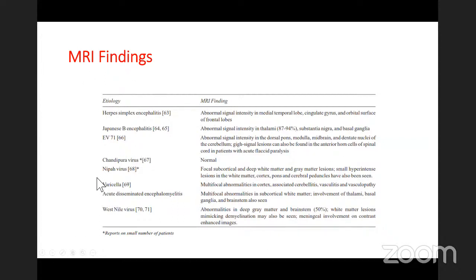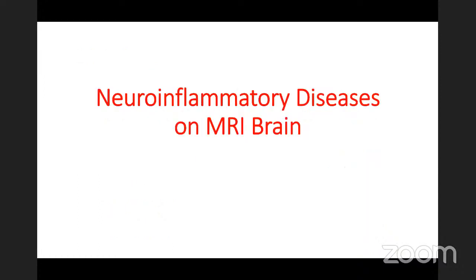So this is a summary of the MRI findings of the common encephalitic syndromes that we see. Herpes simplex has medial temporal lobe, cingulate gyrus, and orbital surface of frontal lobe involvement. Japanese B always involves the thalamus, in the majority, 87 to 94%. Besides, nigral involvement and basal ganglia involvement is very common. And enteroviral infection will have dorsal pons, medulla, dentate nucleus, and cerebellum involvement.